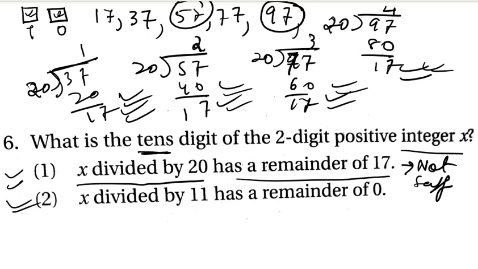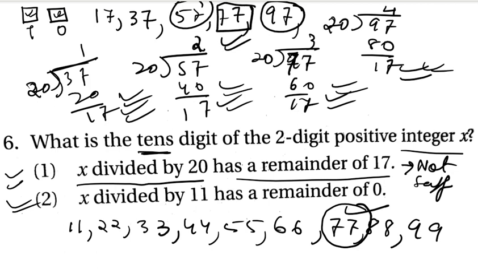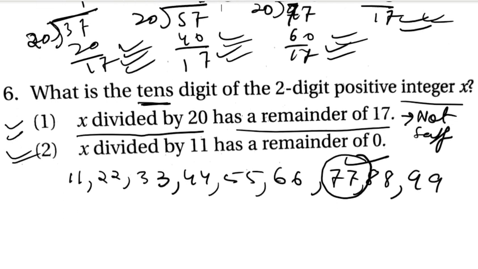It says x is divided by 11 and has a remainder of 0. That is a multiple of 11. 11 1s are 11, 11 2s are 22, 33, 44, 55, 66, 77, 88 and 99, cannot go beyond that. Now can you see there is a 77 here as well? So when you're dividing 77 by 20, you're getting a remainder, and here also 77 is a multiple of 11. So your final answer is combining the two statements.